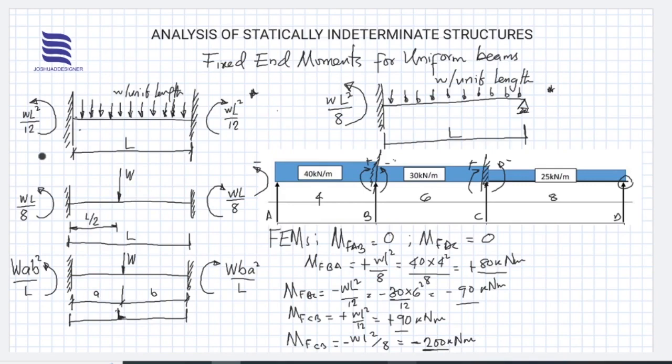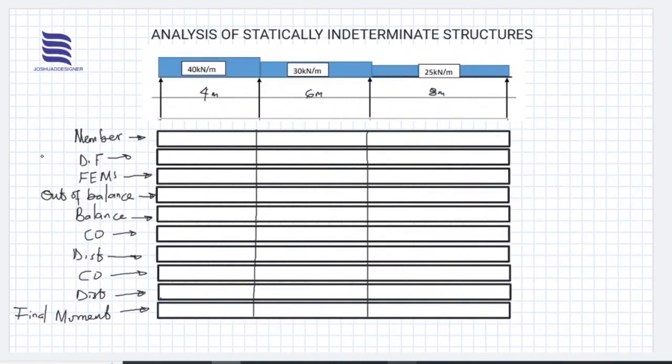Now that we have obtained the fixed end moment for the beam, which will be important and needful in the analysis all through, we need to just go forward now. And we have our iteration table, which we'll be using for the moment distribution. But before then, we can actually go to find a distribution factor, and we'll be back here.